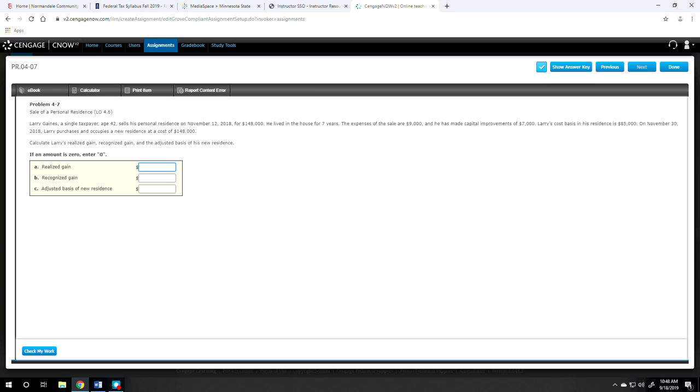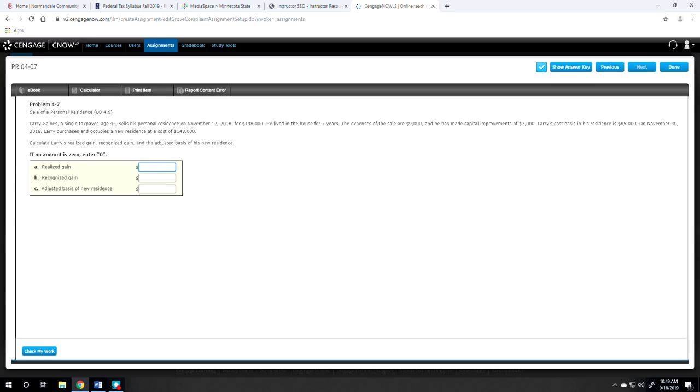In fact, it just recently showed up in my own personal life because my husband and I just sold a house that was a primary residence of ours, and there was a significant gain, and we didn't have to pay tax on it. But I had to go through the process of figuring out what my gain was and whether or not it was taxable.